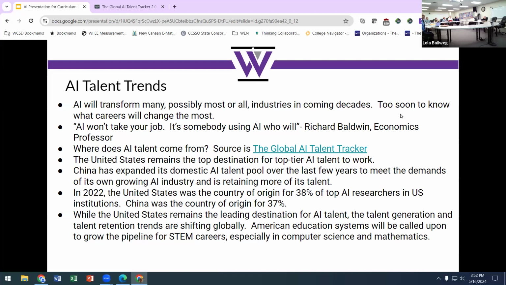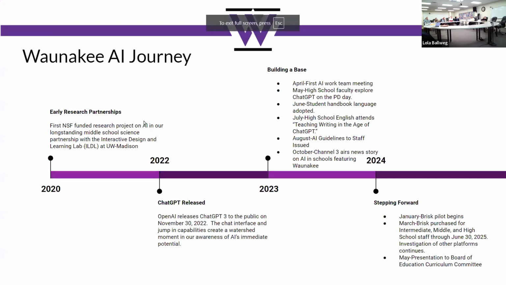A little bit done with the history lesson. We'll move on. We'll talk about how Waunakee has used and is using AI. So it started back in 2020. Our middle school science department partnered with the National Science Foundation and a group at UW-Madison. They did a project where our students were submitting answers to prompts to a program, and that program would give AI feedback to students.